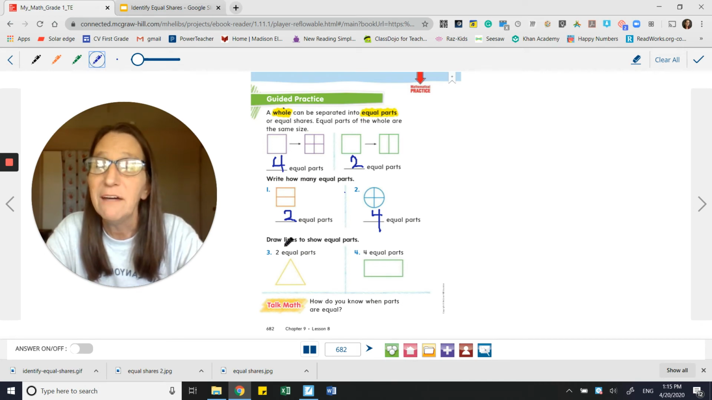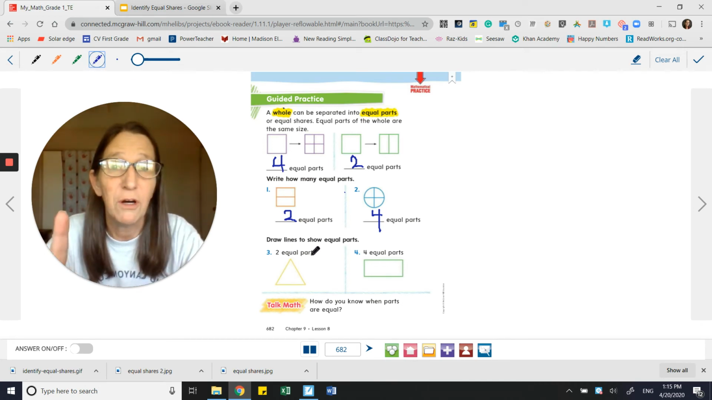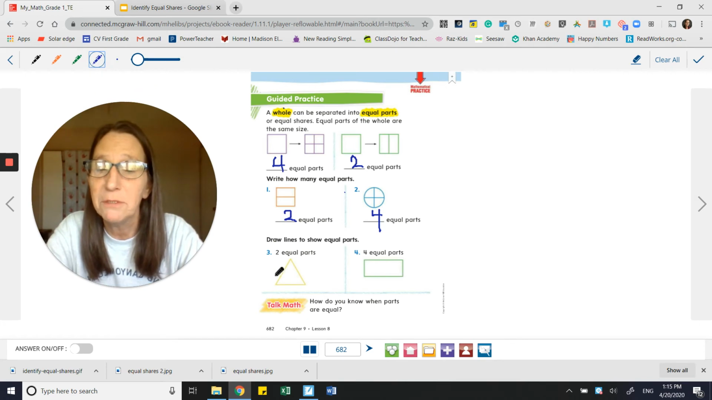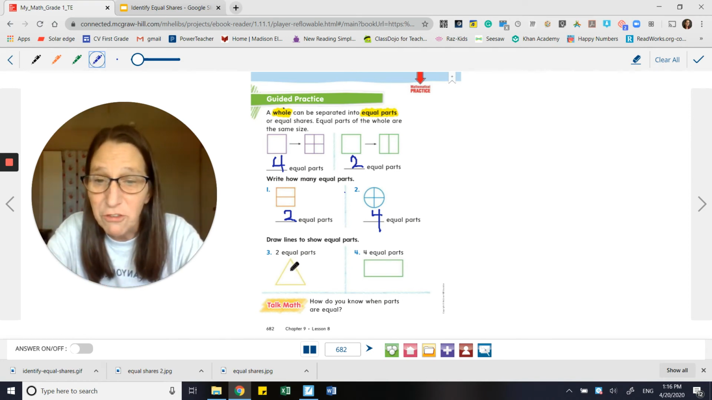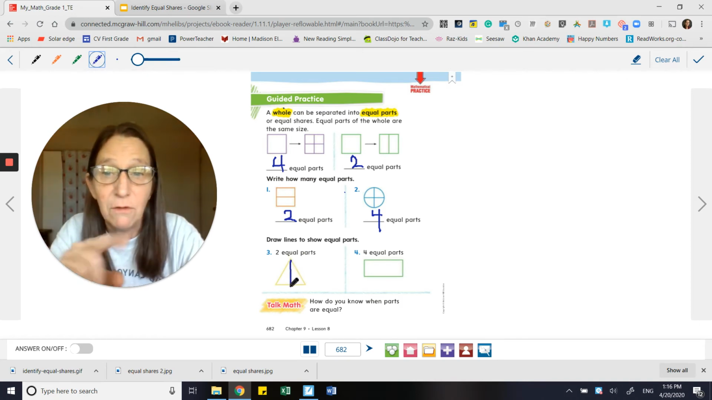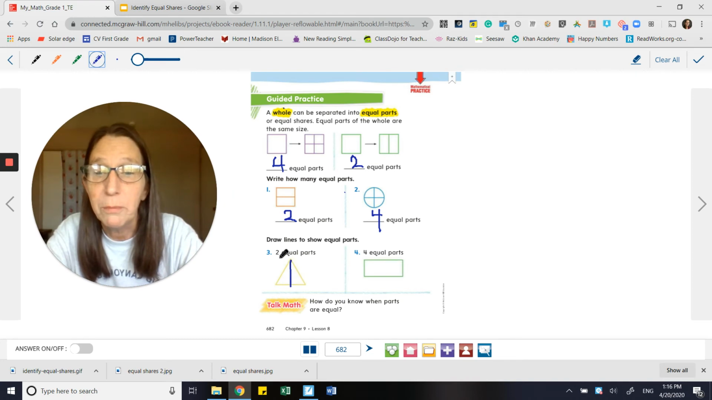Oh, now I have to draw lines. It wants me to draw lines to make equal parts. Now remember, can I make my line go across this way? No, because remember, with a triangle, I can only go this way. I have to make sure the sides are the same. So the only way I can make this equal is if I go right down the middle. 1, 2 equal parts, just like it says, huh?